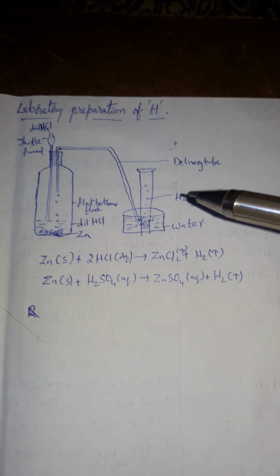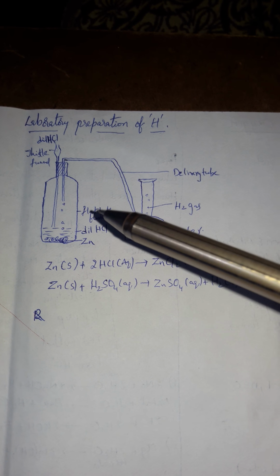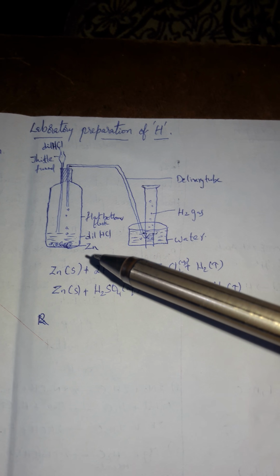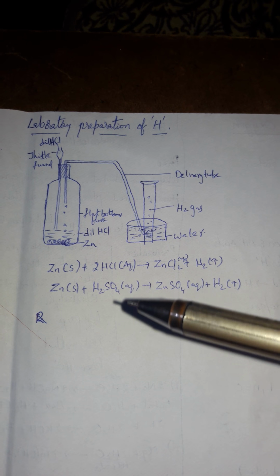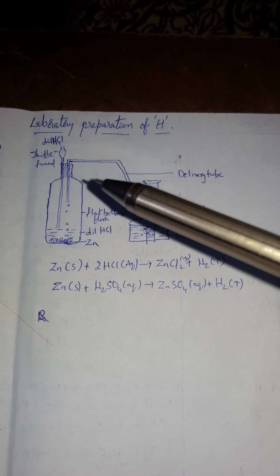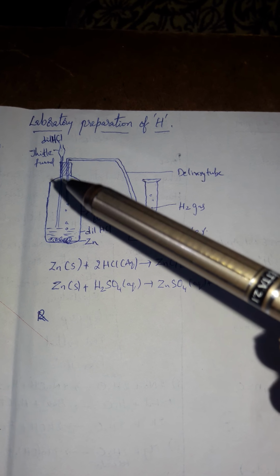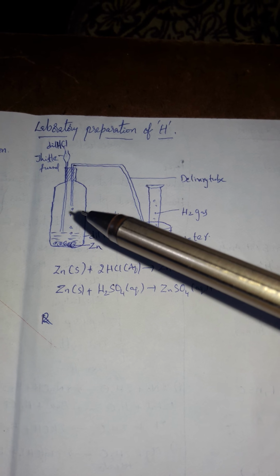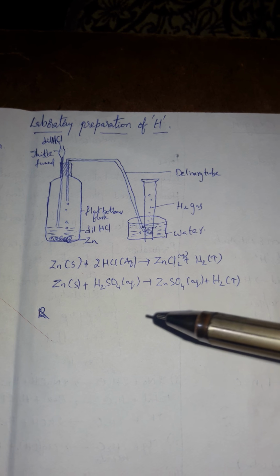So once again, aim: preparation of hydrogen in the laboratory. Materials required: flat bottom flask, dilute HCl, zinc granules, thistle funnel, delivery tube, collecting jar. Procedure: take a flat bottom flask with zinc granules in it and close its mouth with the help of a two-hole rubber stopper. Insert a thistle funnel into one of the holes and fit the other hole with a delivery tube. Another end of the delivery tube is connected to the collecting jar.